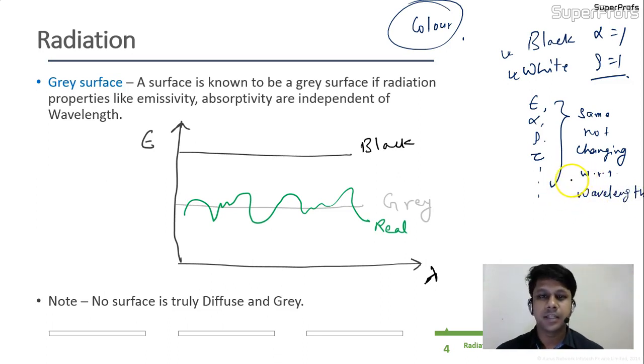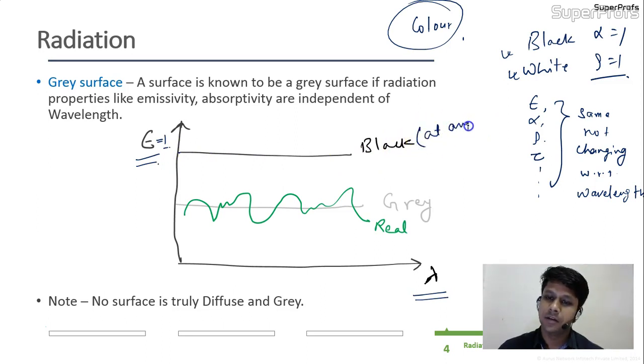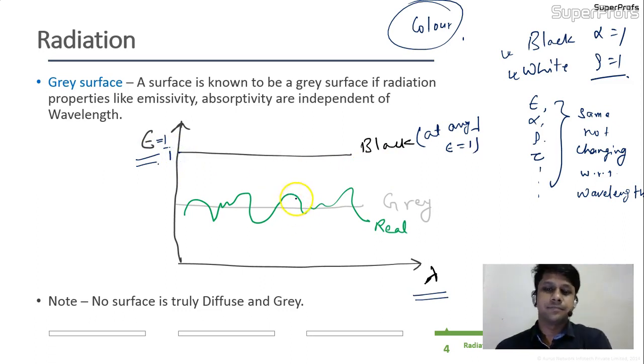Or the properties of radiation are independent of wavelength. So let us say we draw the property, let us say the emissivity, on the y-axis, and on the x-axis we draw the wavelength. If we draw this for different bodies, we know for a black body the emissivity is maximum. The value of emissivity is 1, right? So we have shown for a black body it is 1 and it is not changing with wavelength. At any wavelength, at any lambda, the emissivity of a black body is 1.